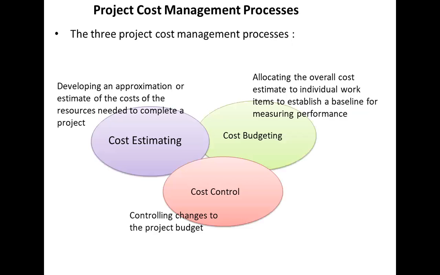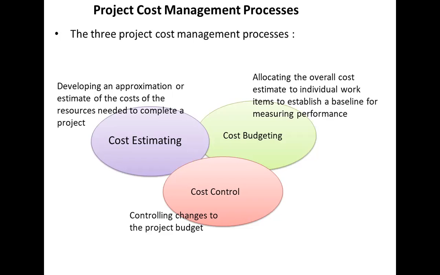And there are processes involved in this project cost management. So there are three main processes: cost estimating, cost budgeting, and cost control. So those are the main three processes defined. So estimating is really important. There we develop an approximation or estimate of the costs of the resources to complete a project. This includes all the costs involved in doing the particular activities of a project.